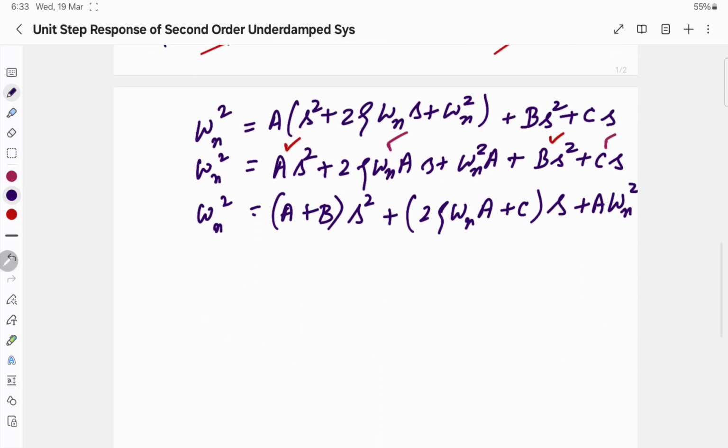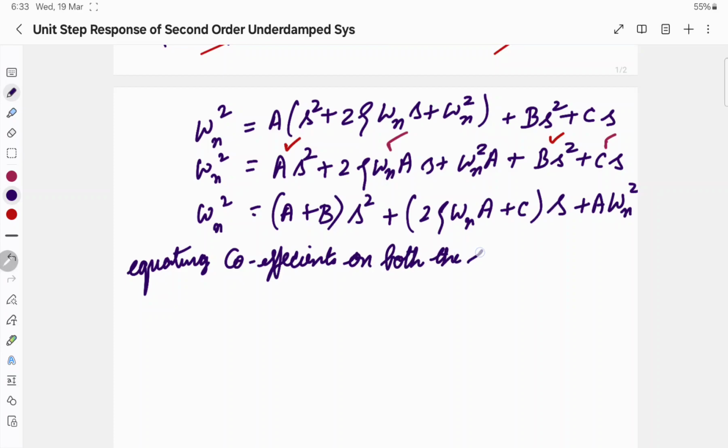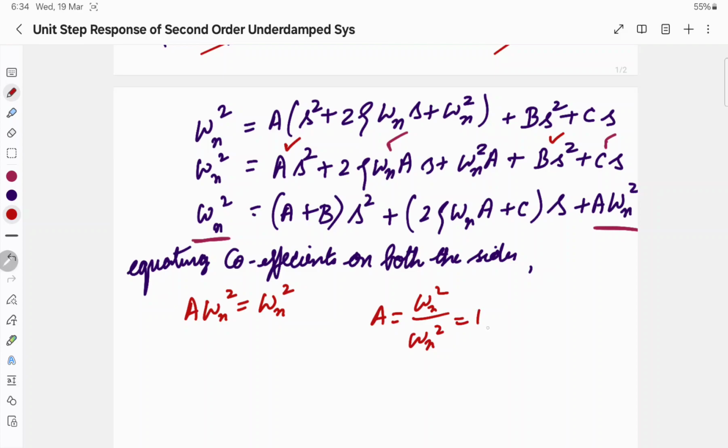Now equating coefficients on both sides. What about the constant? This is a constant term, this is a constant term, so A omega n square equals omega n square. So A is equal to omega n square divided by omega n square, equal to 1. So A equals 1. You got it. Then what about the other coefficients?